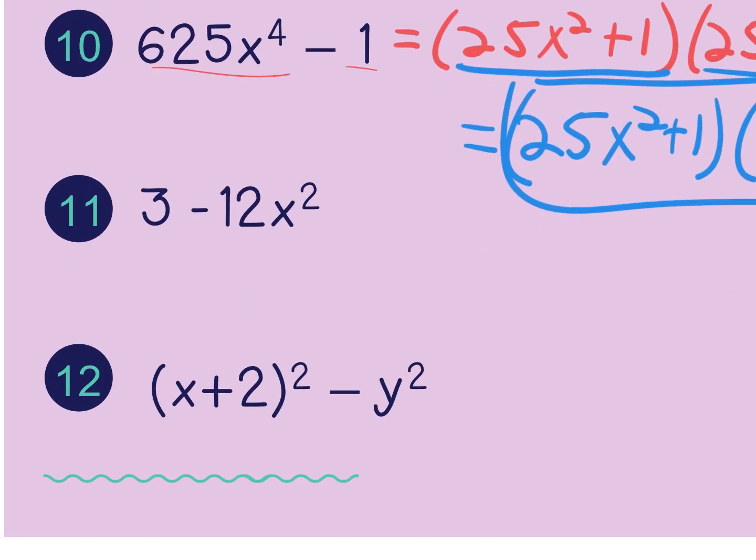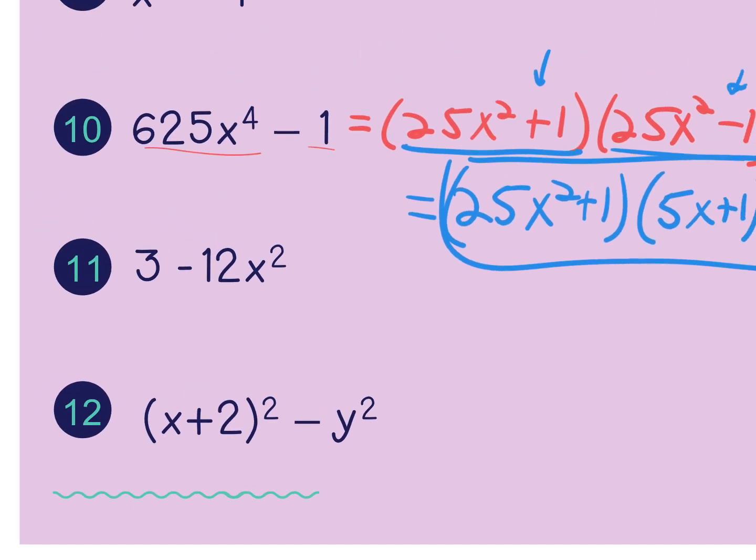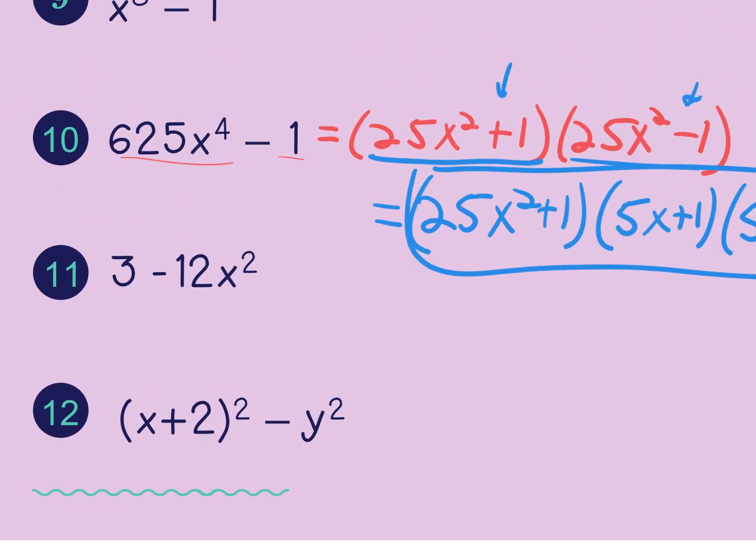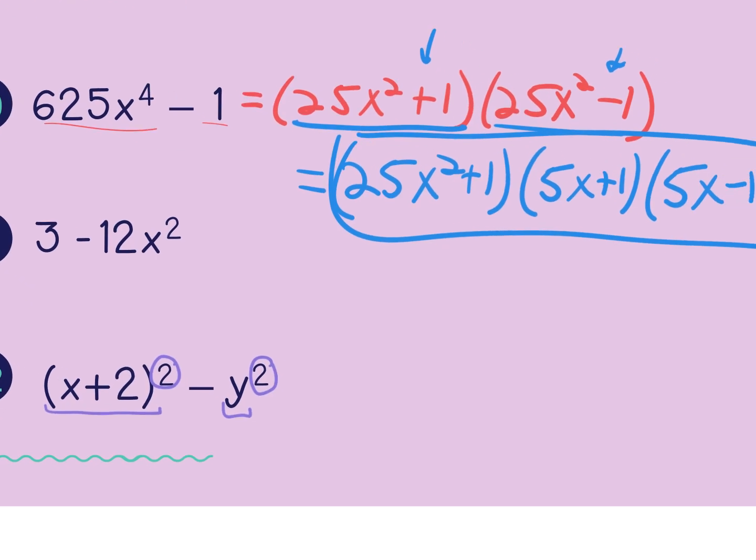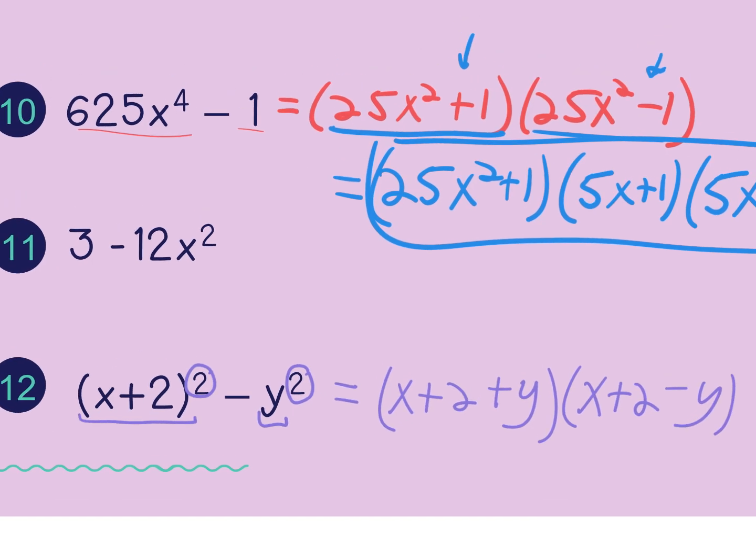All right. So when you look at number 12, it might look a little bit different, but keep in mind it is still the similar process, right? Is this first term a perfect square? Yes, because we see a square. Is this second term a perfect square? Yes, because there's a square. So then we can. And then this is going to be x plus 2 plus y. And then we get x plus 2 minus y.